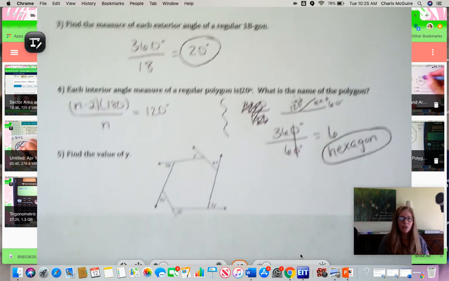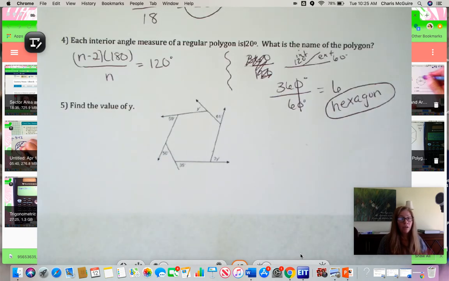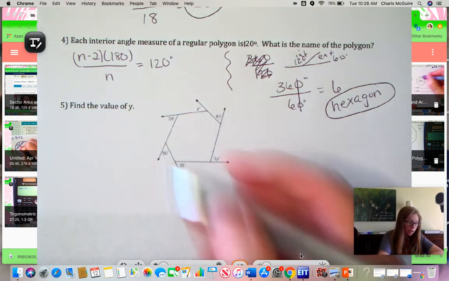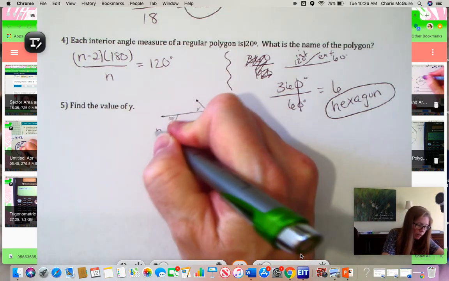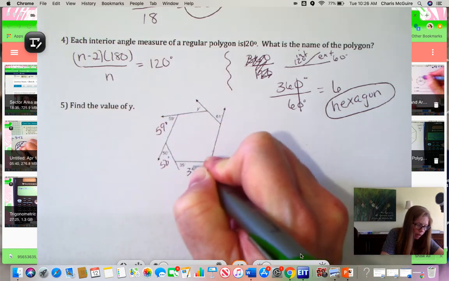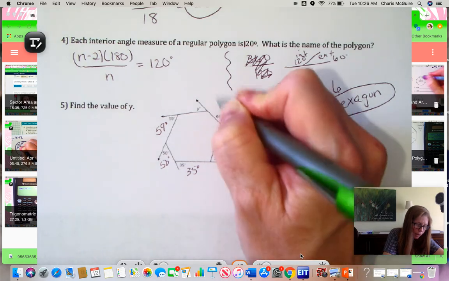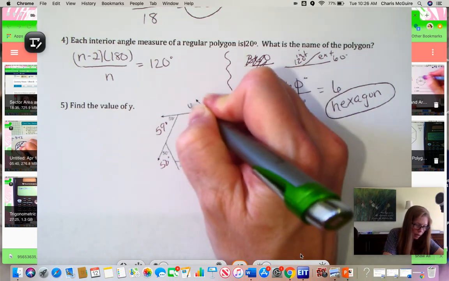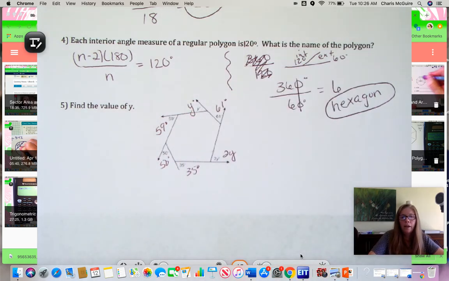All right, last one, number 5. Now, if you are looking at the Ed puzzle, you probably can't see these little numbers, so you need to go look at the actual document and make sure you can read those numbers well. Actually, I'll just tell you real quick. This is a 59 degrees, 50 degrees, 35 degrees, 2y, 61 degrees, and a y. Go ahead and find the value of y.